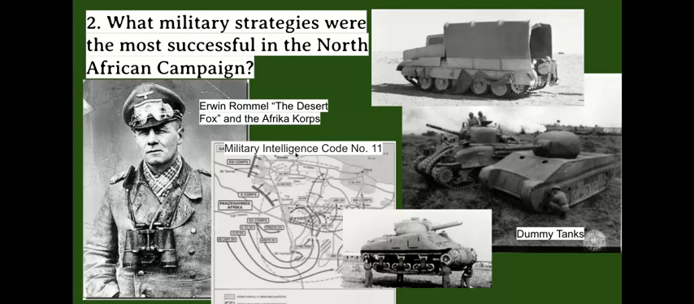So this code was called Military Intelligence Code number 11. Then, in 1942, when the new U.S. code was adopted and the British adopted the same new code, suddenly Rommel was much less good at guessing where the British were going to be.